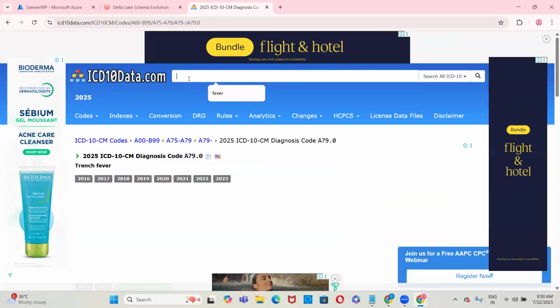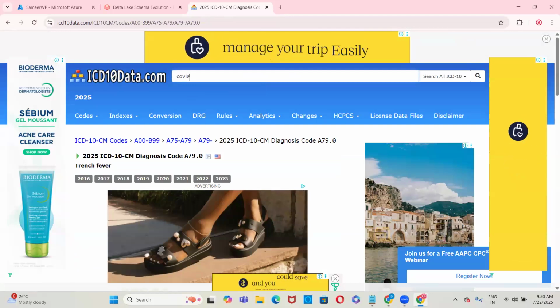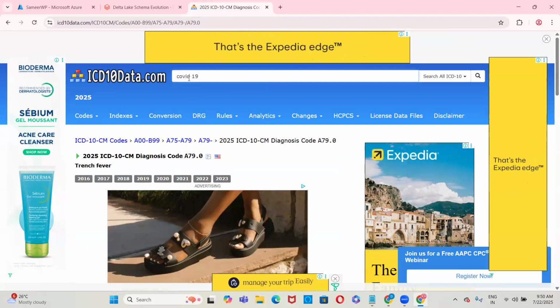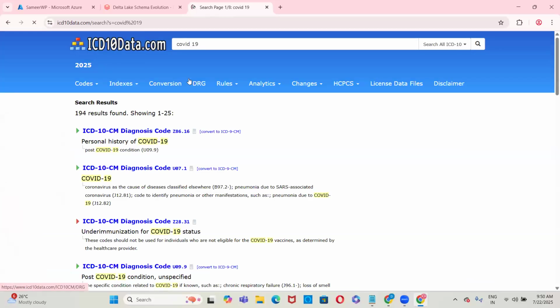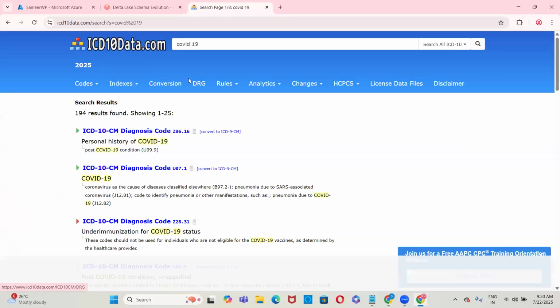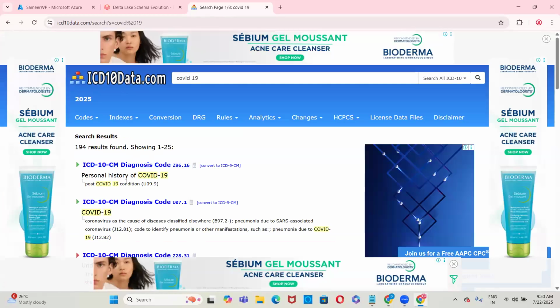Guys, let us say COVID-19. Let's use COVID-19. See here, guys. COVID-19. See, I'm just opening this. Coronavirus as a cause of disease classified elsewhere. Phenomena due to the SARS-associated coronavirus. Code to identify the phenomena of other manifestations such as phenomena due to the COVID. Can you see here? You can click on this, or post-COVID conditions.